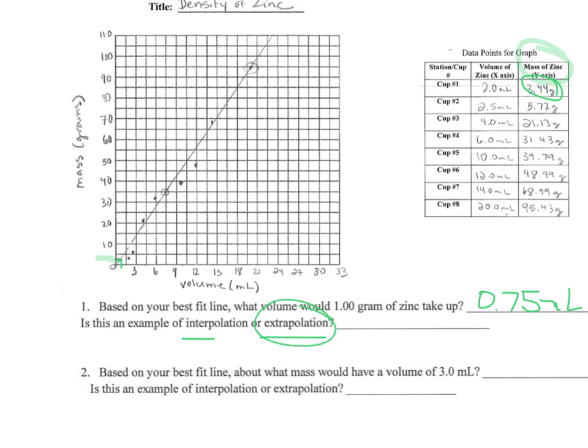The next question. Based on your best fit line, what mass would a volume of 3 milliliters have? So we go, find our 3 milliliters, go up and over, see that it hit just under 15. So maybe we would say that was about 13 grams. And then we have to decide whether that's an interpolation or extrapolation. So if you go back to your data, 13 grams, well, that falls within our data, right? It would be right in between these two, so it's within. We'd say that that's an interpolation. You can also look at your graph. It is between data points, so it's considered to be an interpolation.